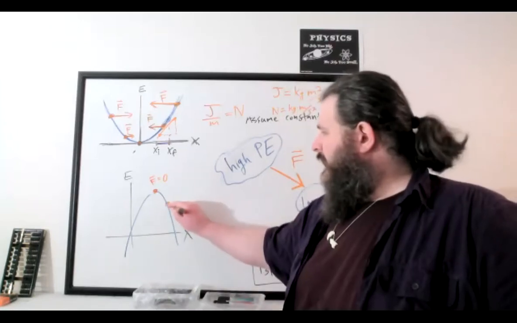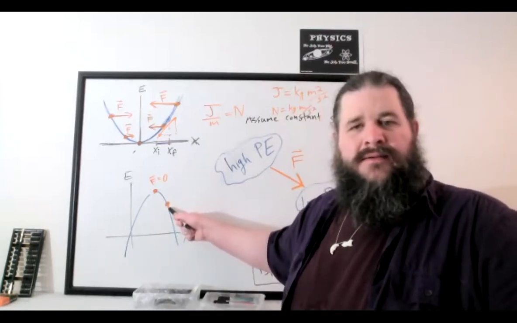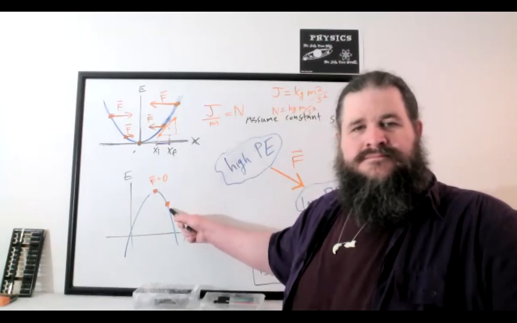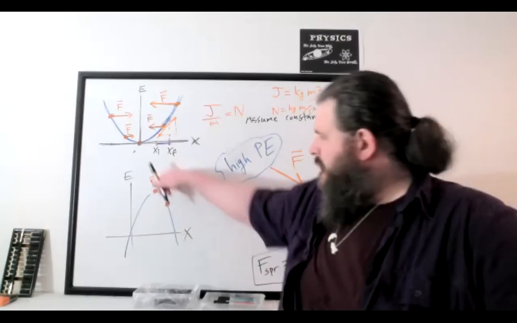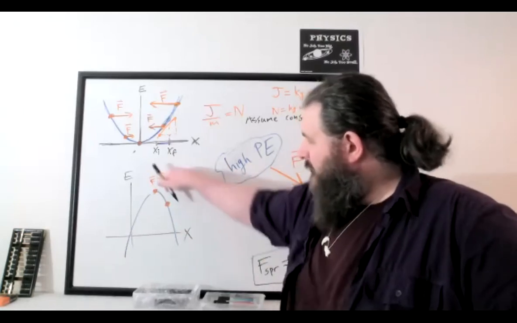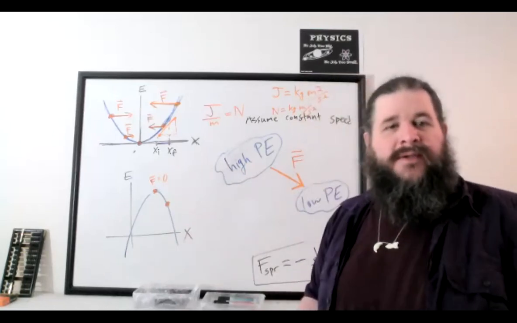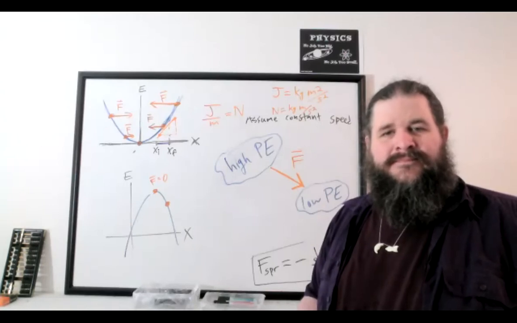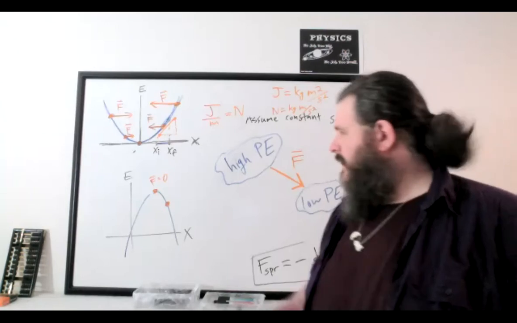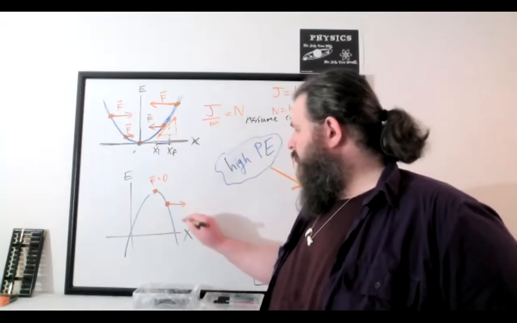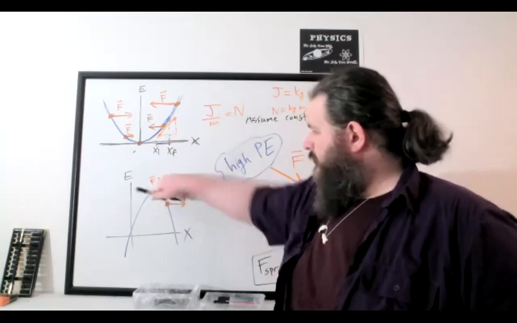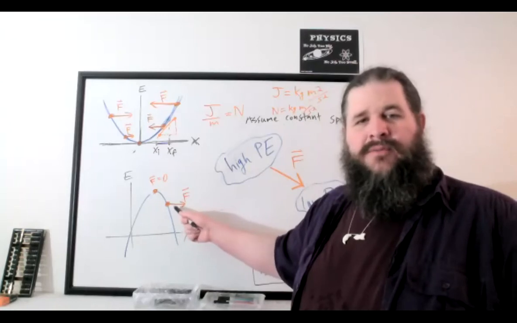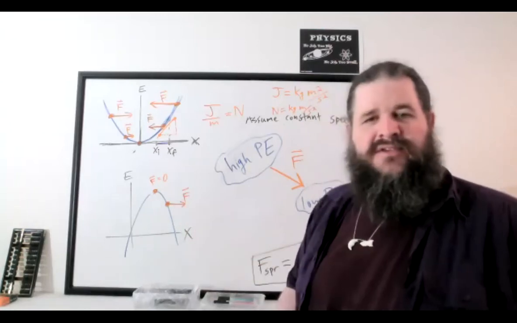But what about, let's say, over here? What can you say about the slope at this point? Yeah, the slope is negative. In fact, this entire half of the graph has a negative slope, which means the force has to be in which direction? Yeah, we have a positive direction force. And note that that force is pointing in the direction of decreasing potential energy. It's a force to the right, and if you move to the right, your potential energy decreases.